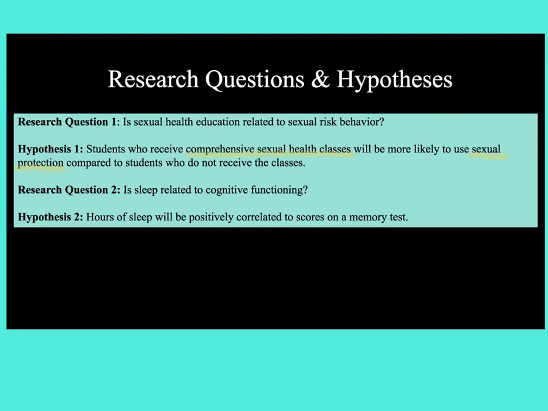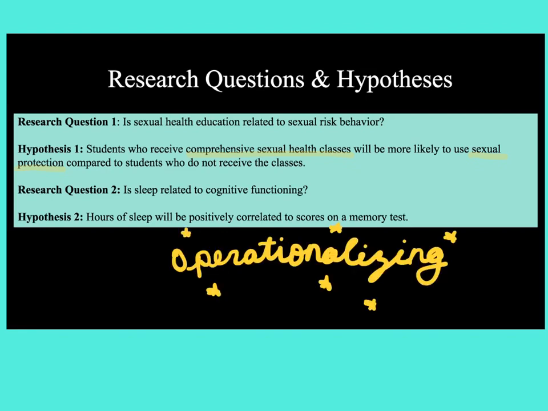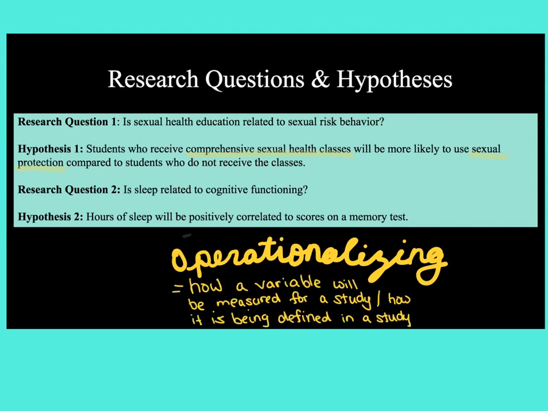There are a few things to notice here. First, the hypothesis is very specific. The hypothesis begins to define what we mean by things like sexual health education and behavior. When we begin to define things so that we can define how we will measure them, we are operationalizing our variable. A variable is anything that we set out to measure in a study.